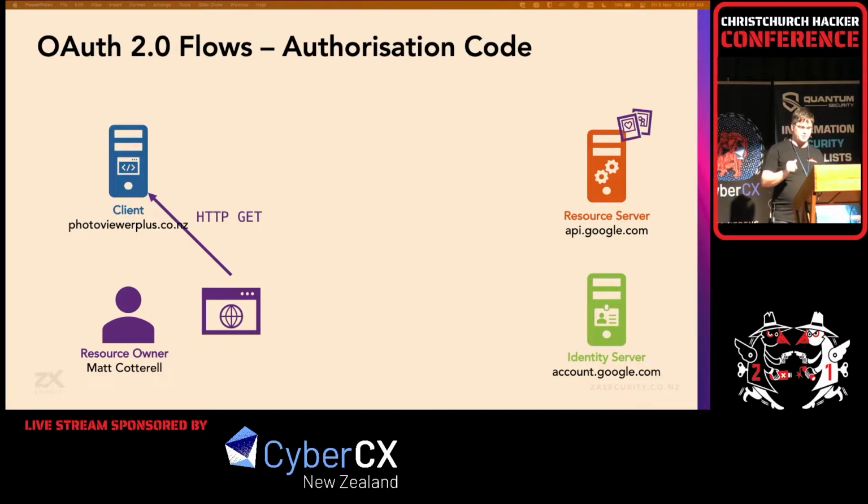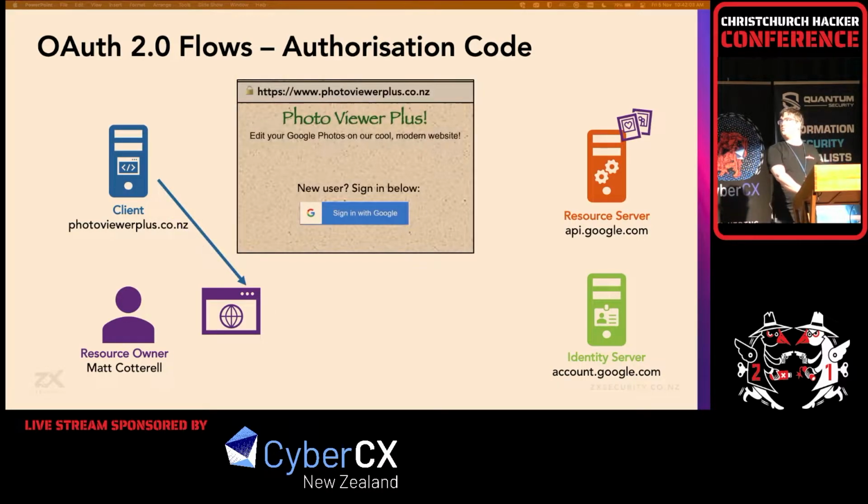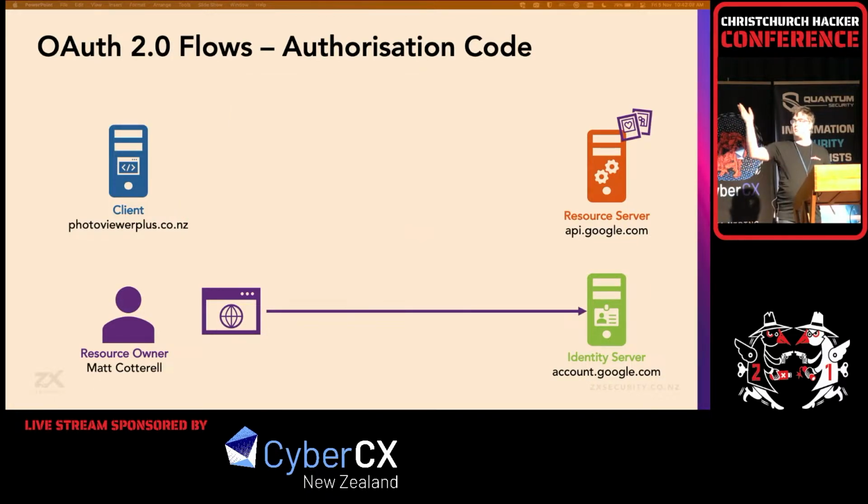Just going to move that a little out of the side there. So how does this untrusted third party get access to this in the first place? Well, first the resource owner will go to the client. They will see a page like this, which has a sign in with Google button. They click the button, and what happens is it actually ends up going off to account.google.com or something along those lines.